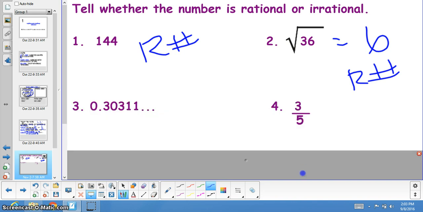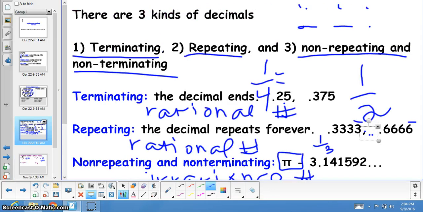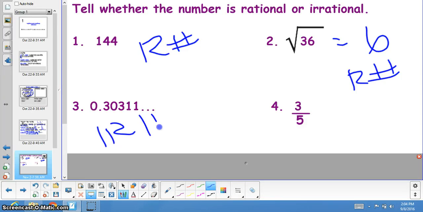Well, let's look at the last two. 0.30311 ... Well, I see this is a decimal, and I go back to my 3 types of decimals: terminating, repeating, non-repeating and non-terminating. Well, I know it has a ... which lets me know it continues to go on forever. But I don't see a pattern. Therefore, it's an irrational number. I don't know what numbers can be after that because it doesn't show me.